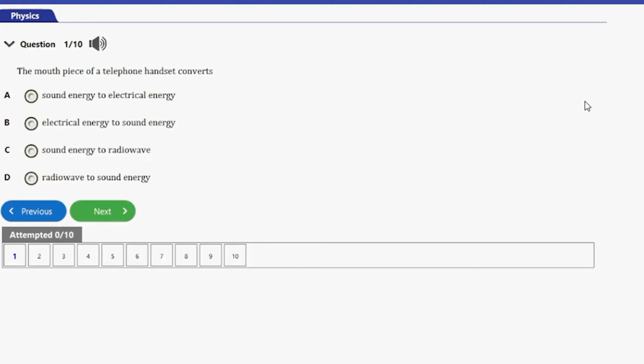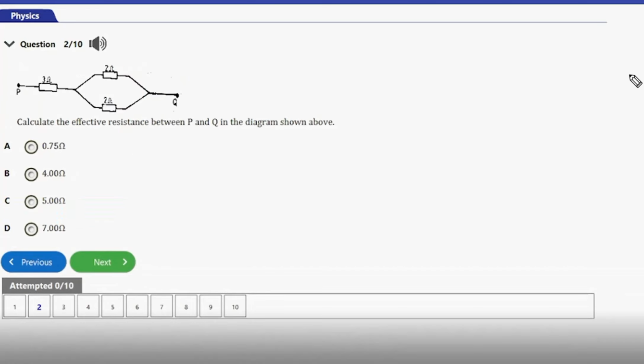So actually, in the mouthpiece of a telephone handset, you have sound energy coming in, and then this sound energy will be transmitted into that and then converted to an electrical form of energy which the handset can integrate. So guys, option A is the answer to this question. Let's go ahead and consider the next question, guys. So that's question number 2 here.